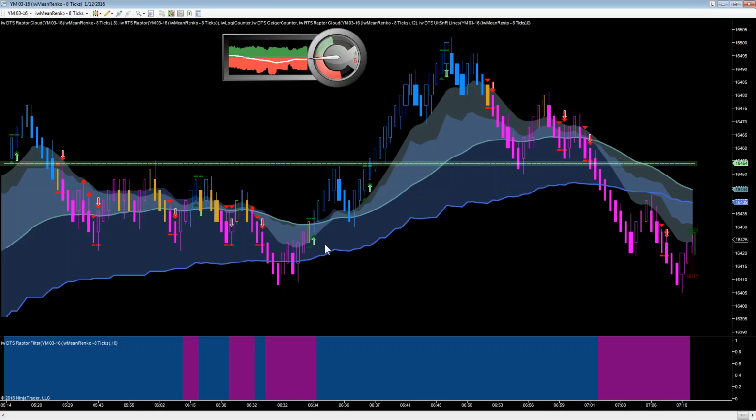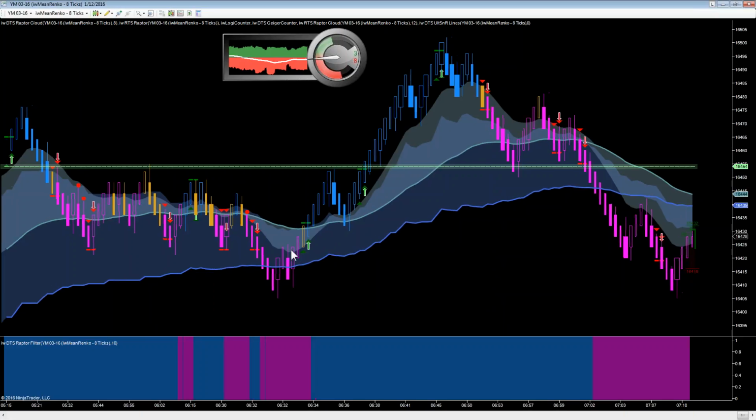But like I say, the purpose of the multiple cloud was to take advantage of these hard edge bounces. So you see here the Raptor actually drifted, hit the second cloud, came out with a buy signal. This is the type of trade that Ricardo would have been very keen to take.